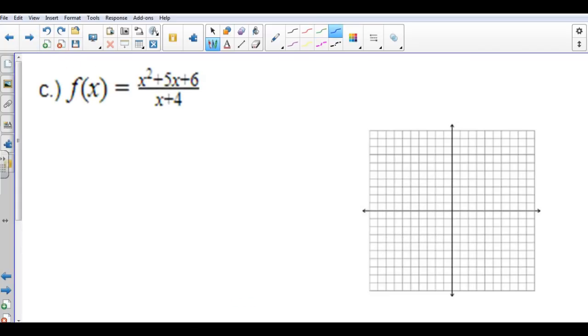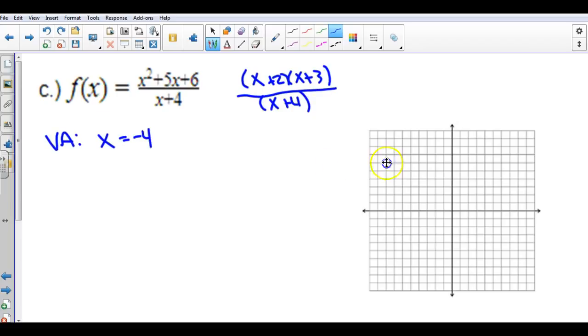Next example, and again, if you want to go back, pause, take that table down, take down the sketch, and then come forward. But I skipped over part B, and then I'm going to go right on to part C, which again, we're going to start off by factoring. My numerator is going to factor into x plus 2 times x plus 3, and neither of those cancel with x plus 4. So I'm going to identify, hey, I've got a vertical asymptote at x equals negative 4. So I'm going to go to where x equals negative 4 and draw in that vertical asymptote.